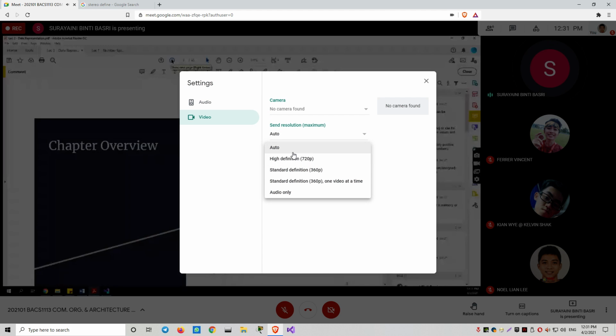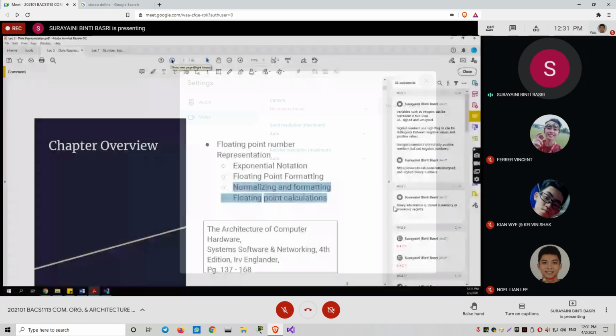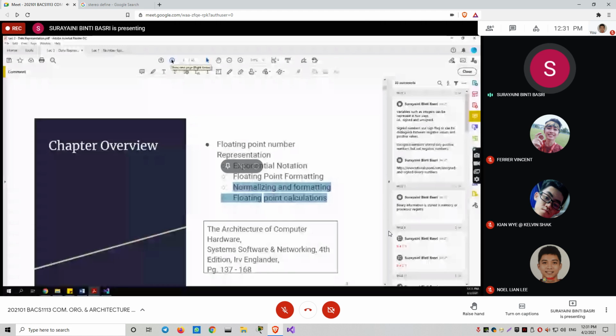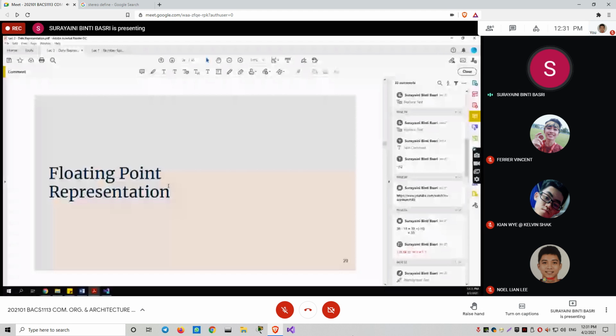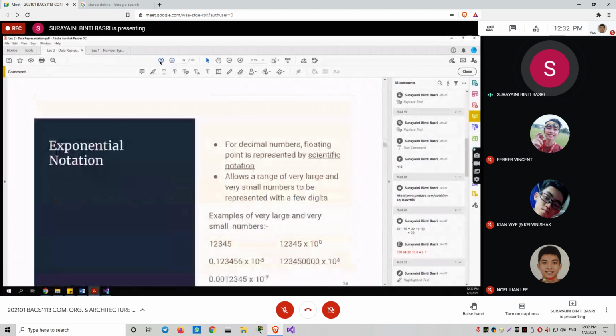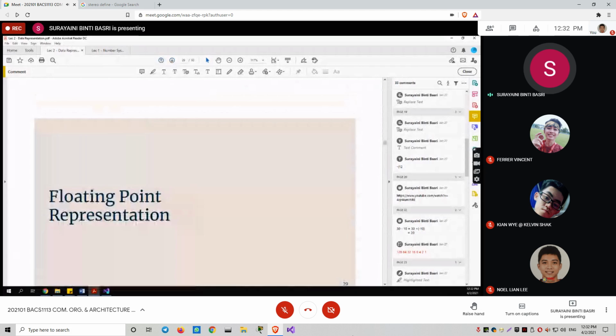point representations. So in this topic, we will learn how a floating point number is represented in a computer, or binary language, a computer language which is binary. Before we learn further about floating point representations, we need to learn what the exponential notation is. Why do we need the exponential notation?